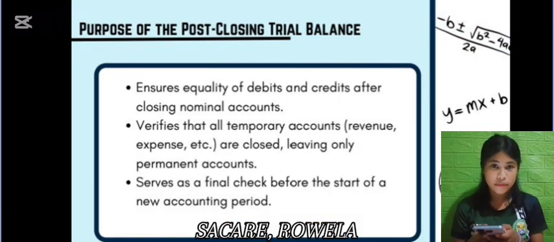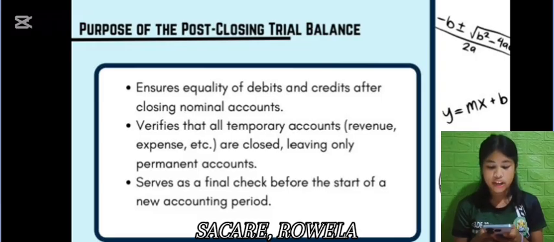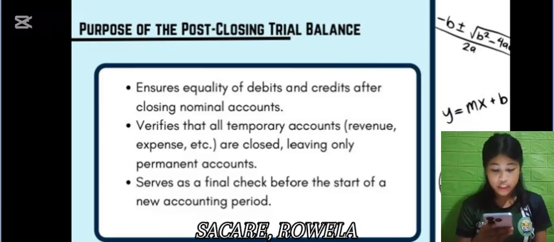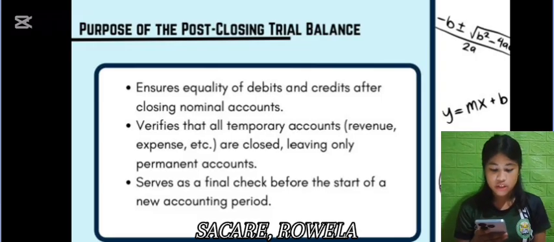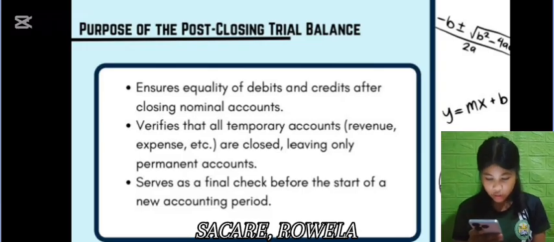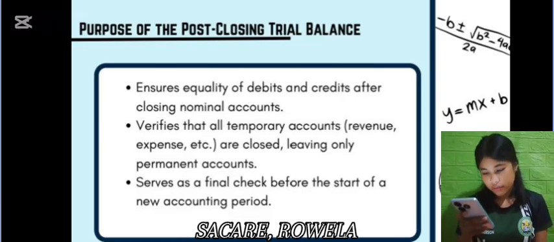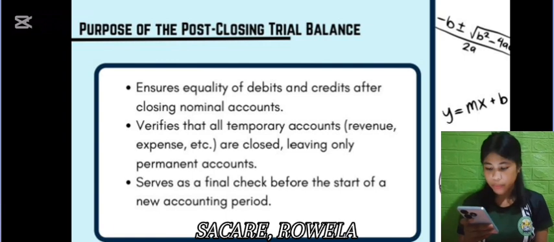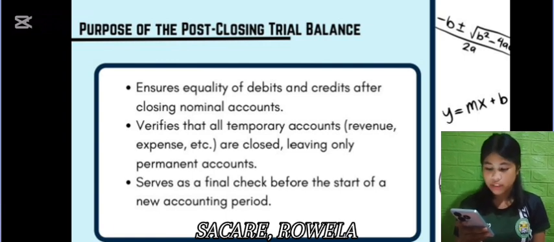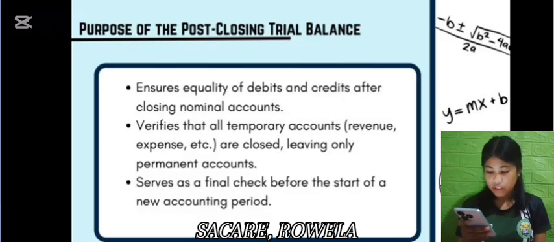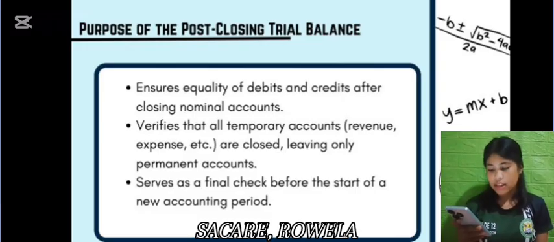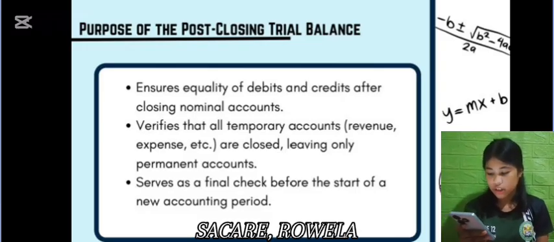Good day everyone, my name is Ruela Jimenez and my topic is post-closing trial balance. So, purpose of the post-closing trial balance. Ensure equality of debits and credits after closing nominal accounts. Verifies that all temporary accounts, revenue, expense, etc. are closed, leaving only permanent accounts. Serve as a final check before the start of a new accounting period.